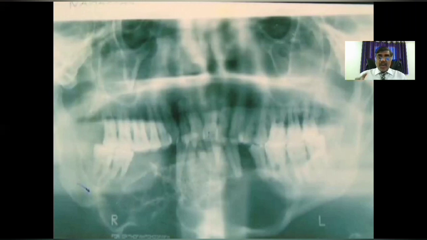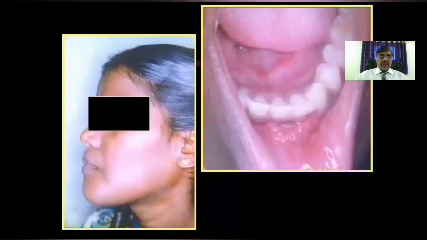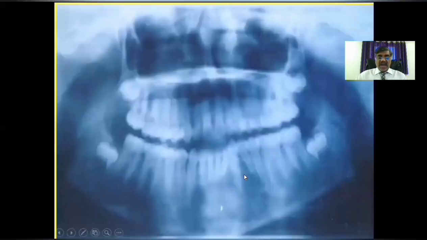So I have shown you examples for unilocular and multilocular. And this is a young female patient in her second decade. There is a fast growing, painful swelling in the mandibular anterior region, and there is a buccal expansion also. The radiograph shows a multilocular radiolucency with wispy trabeculae. And this particular region, the mandibular anterior region, is a very peculiar site for central giant cell granuloma.